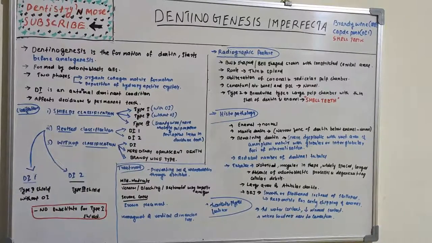It is a developmental anomaly involving the dentine or the odontoblast. We had seen amelogenesis imperfecta, which is an ameloblast and enamel formation related problem, and dentinogenesis is something related to odontoblast and dentine formation.